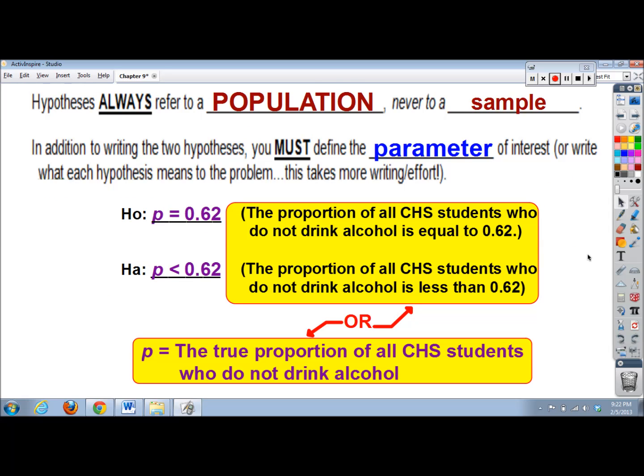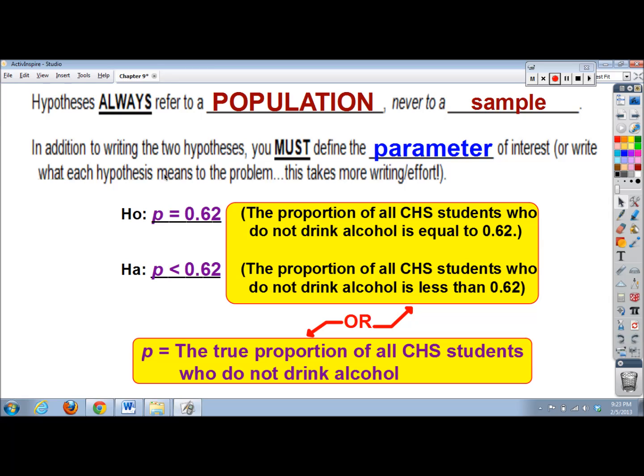Now hypotheses always refer to a population, never to a sample. So that means when we write our hypotheses, we're always trying to say that mu is equal to a certain number, or P is equal to a certain number, or any other type of population parameter value is equal to a certain value. Now, not only are we going to have to write out our two hypotheses, we're going to have to define the parameter that we're using, whether it's mu, P, sigma, whatever it may be.